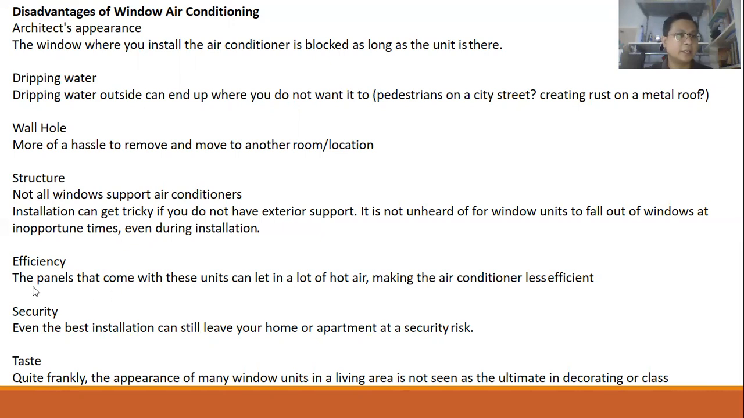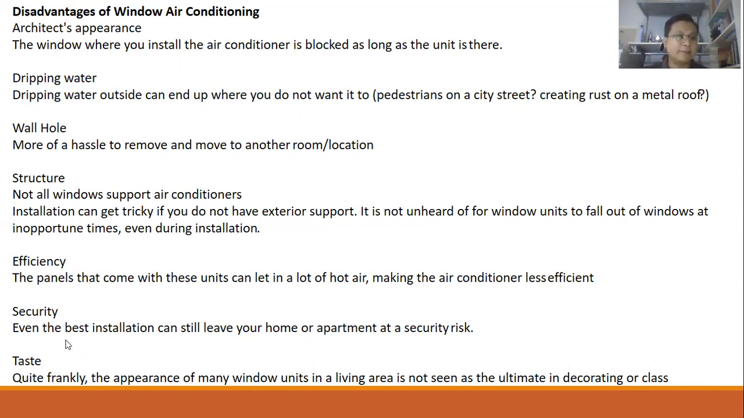About efficiency, the panel that comes with this unit can let in a lot of hot air, making the air conditioner less efficient. Because the hot air and the cold air are attached very closely, there is a high possibility of leaking. So that's why sometimes we can absorb hot air into the indoor.